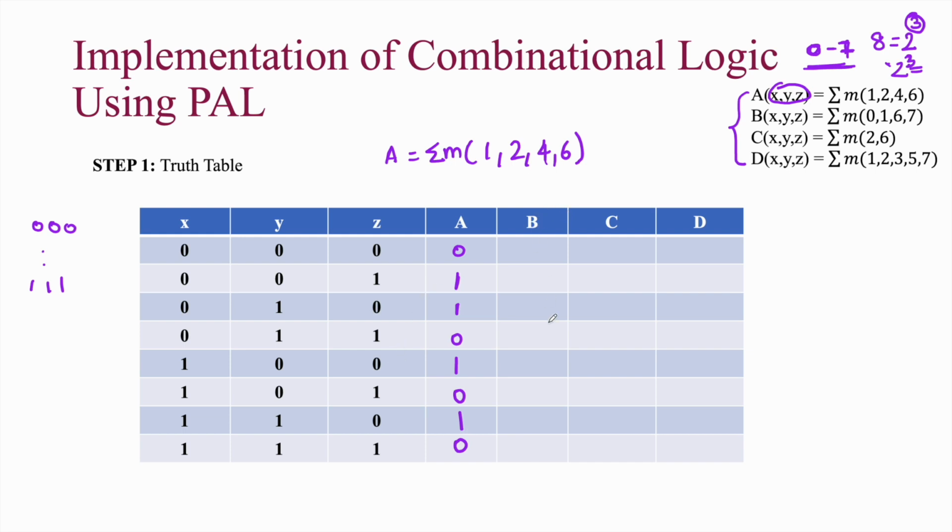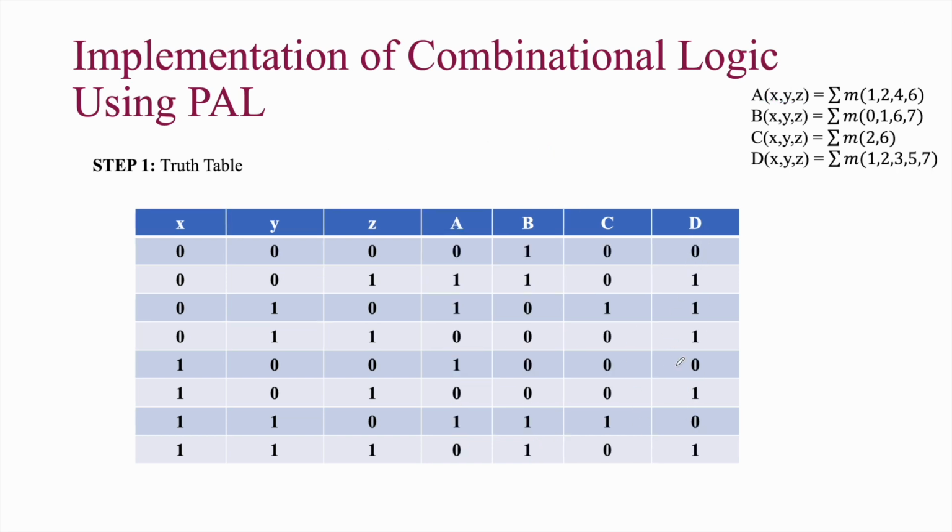And in the same way, we have to do it for B, C and D. So when we assume B, what are all the minterms? 0, 1, 6 and 7. So 0, 1, we don't have 2, 3, 4, 5, we have 6 and 7. Similarly, we can do the same procedure for C and D. The same thing is being done and the table is being filled.